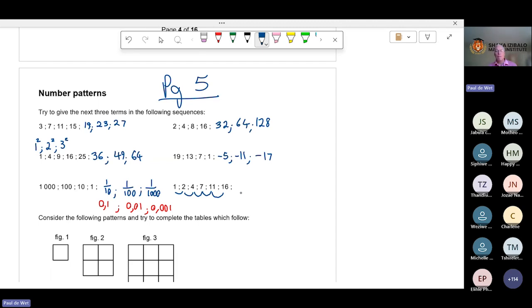That's right. We're adding one more each time. So if we added 5, now we must add 6, we'll get 22. Then we must add 7, we'll get 29. And then we must add 8, and we'll get 37. All right. Guys, I'm hoping you're starting to realize that if your numbers are not good, then it's going to be difficult.